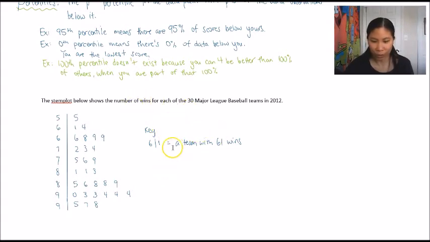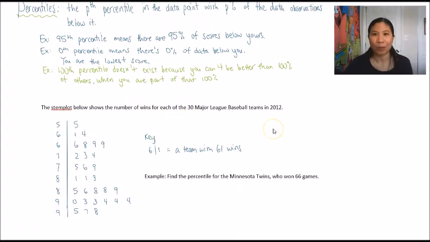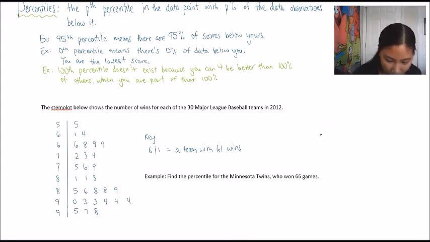So the first thing I want to do is find the percentile for the Minnesota Twins, who won 66 games. So if you look at the stem plot, 66 is this number right here. So that's the Minnesota Twins. To find their percentile, we want to know what percent of data was below them. So the ones that are below them are the 55, the 61, and the 64.